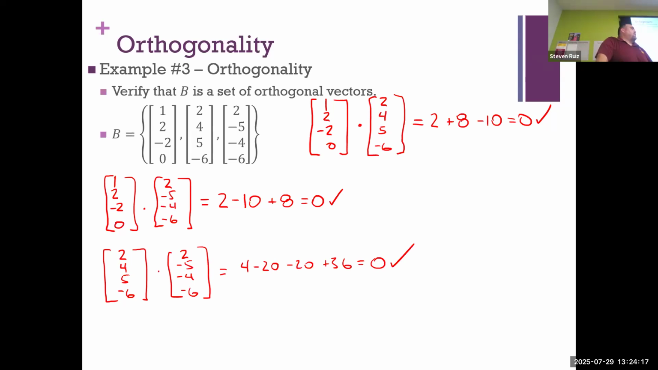So the dot product is this purely binary thing. You can only do it with two vectors.